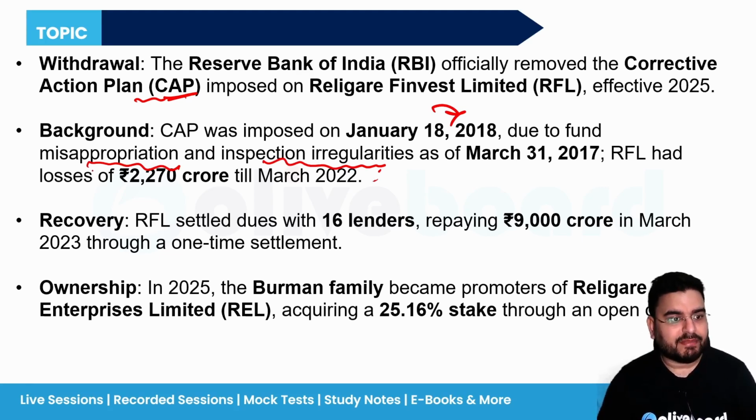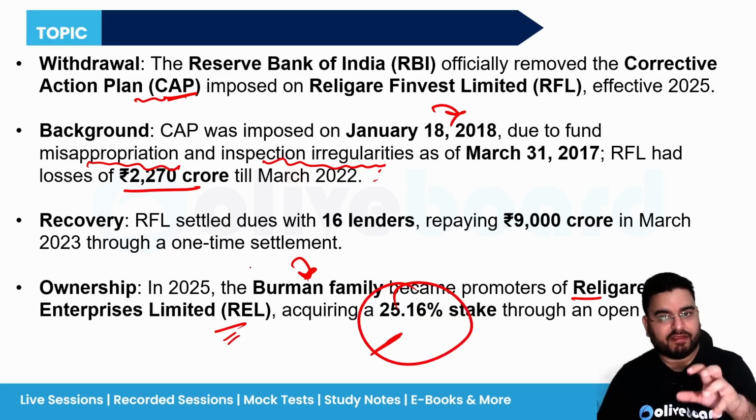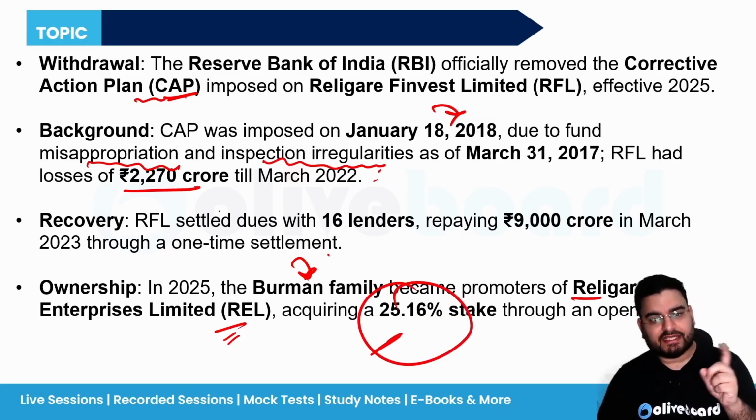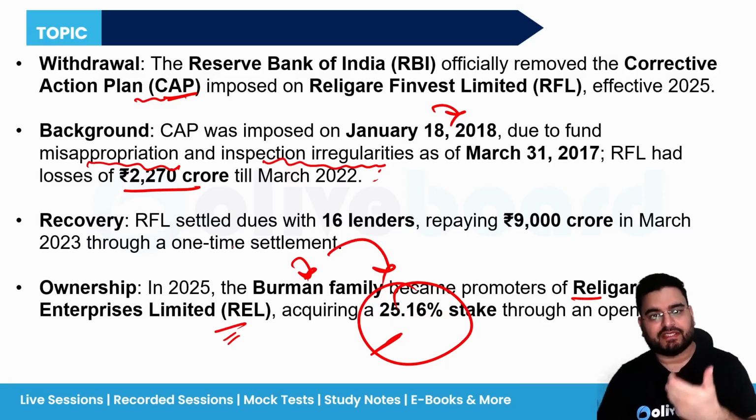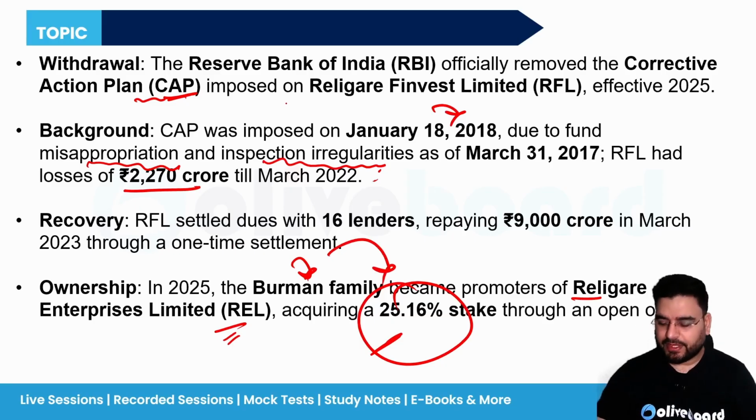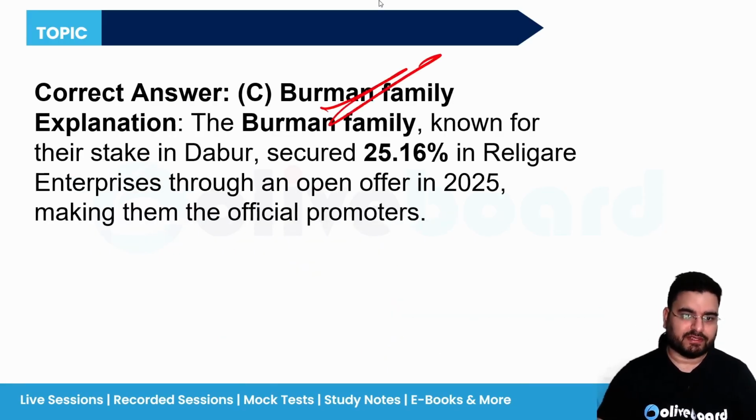At that time they had made losses of almost 2000 crore rupees. That's why RBI said that we are imposing a corrective action plan. But now things are really good because the Burman family has become the promoter of Religare Enterprises Limited, and they have acquired 25% of the stake. Whenever someone acquires a stake, they infuse money, and because of this, Religare Finvest is doing good now. Okay, chalo. So the Burman family is the correct answer.